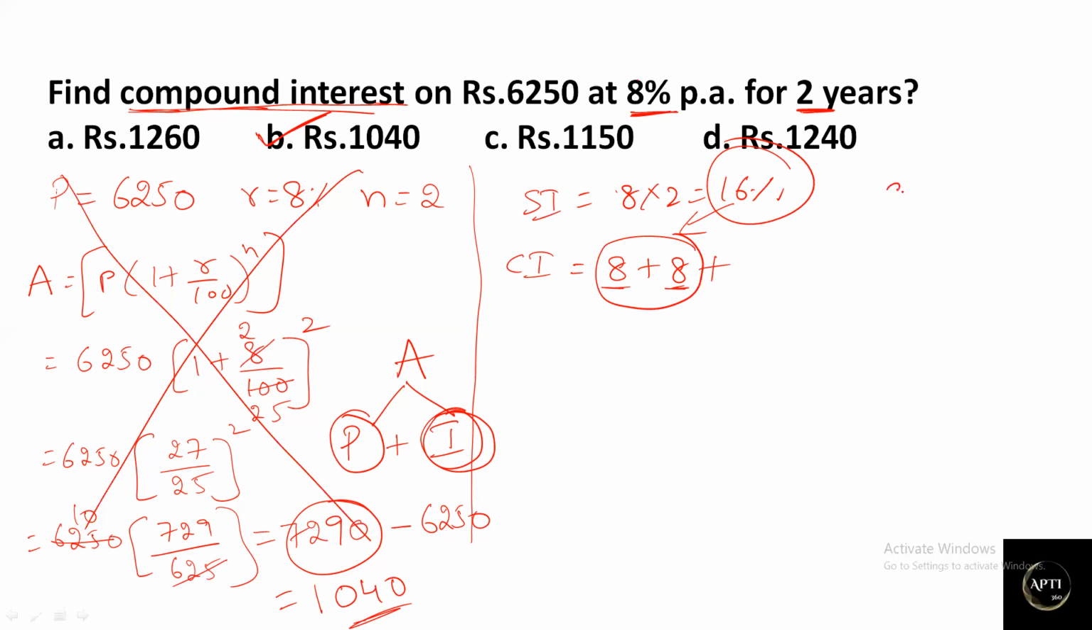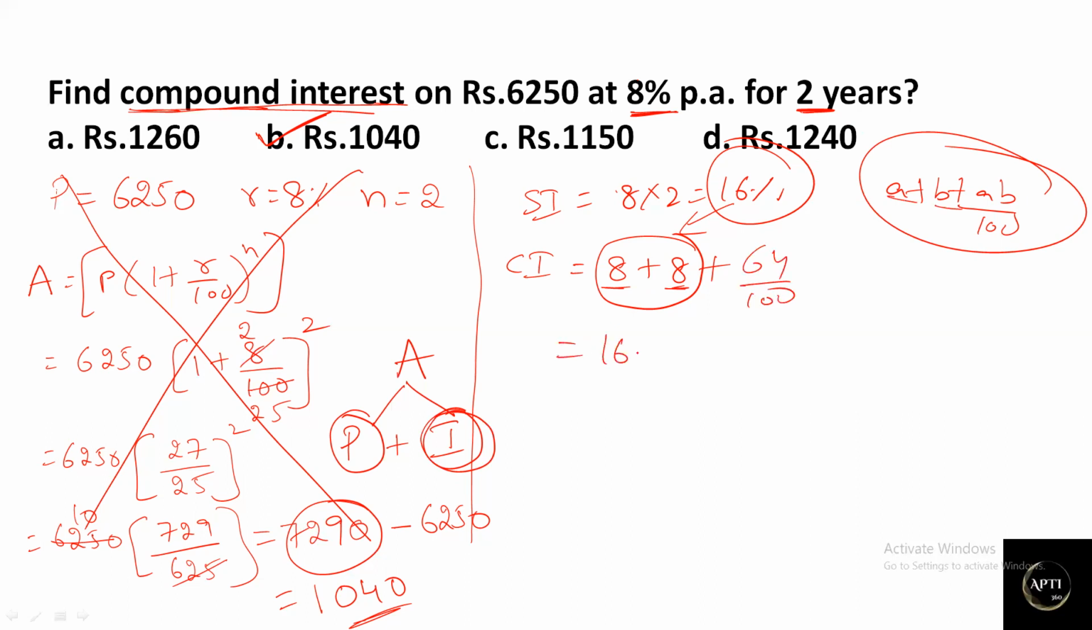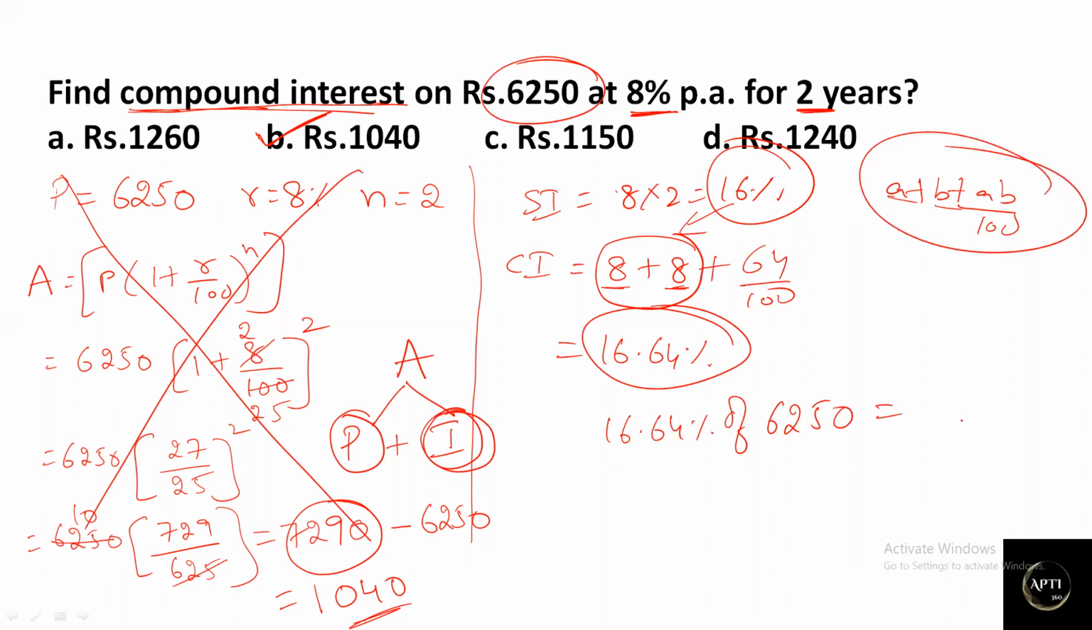How will it be? Here, actually, the formula is A plus B plus AB by 100. We already discussed this formula in the concept. A is nothing but 8, B is nothing but 8. We have taken two variables because it is 2 years. Now AB, 8 into 8, is 64. 64 by 100. That's it. So 16.64% is compound interest. What is the principal amount? 6,250. Now what we need to find? 16.64 percentage of 6,250. That will give you the final answer.